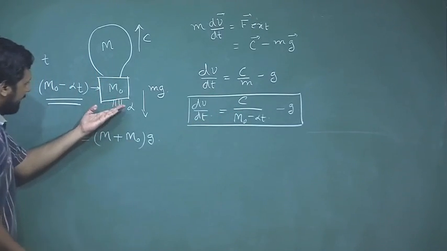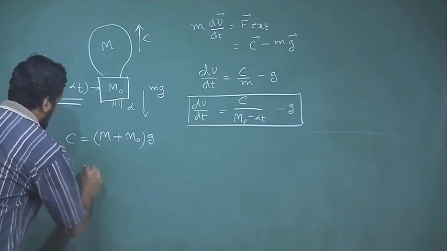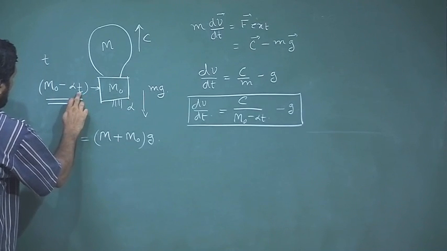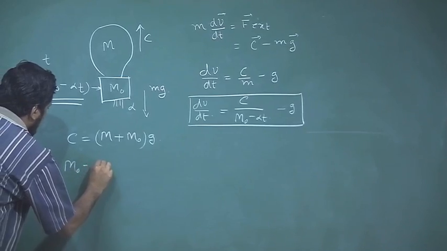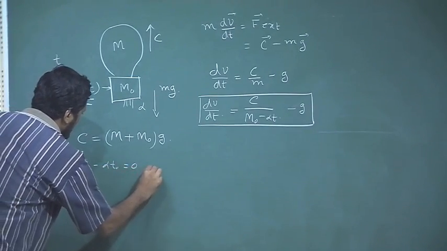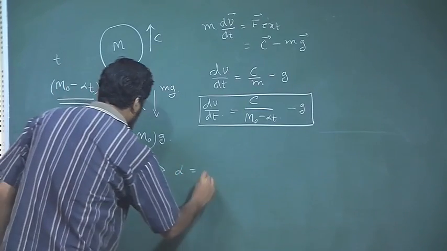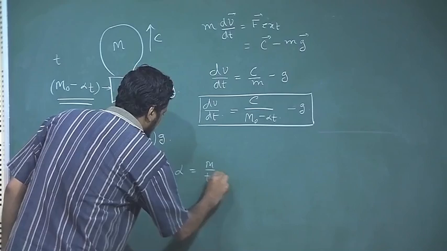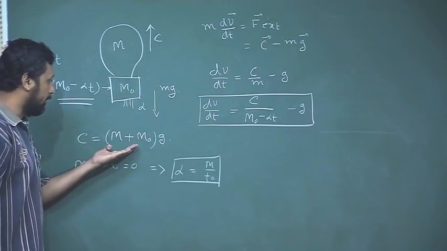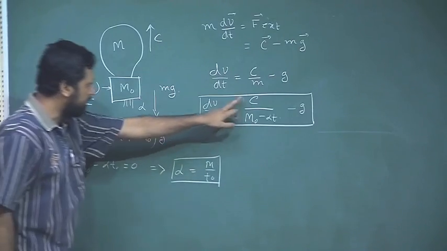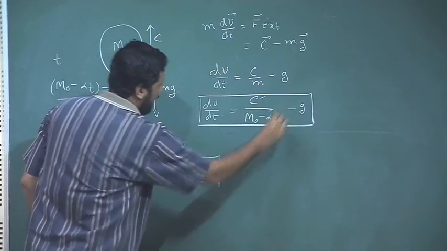Similarly, at time t equal to t0, the entire sandbag becomes empty. So, we immediately see that if we put t equal to t0 here, this whole term should vanish. So, we have m minus alpha t0 equal to 0, which gives us alpha is equal to m by t0. For certain purposes, we might need to modify this form of the equation. So, we can use these two relations to get rid of C and alpha if we wish.